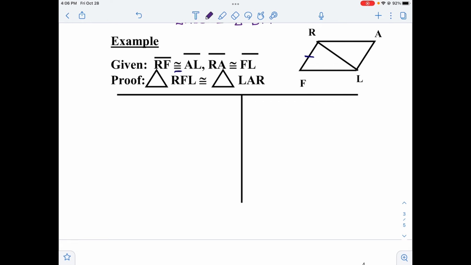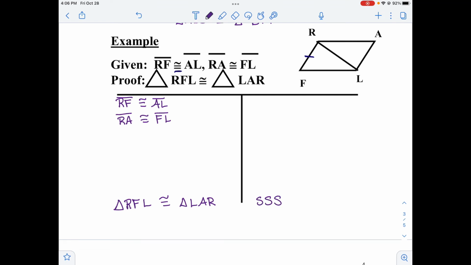So we were given RF is congruent to AL. And I'm going to write them separately. You could write them on the same line. And then RA is congruent to FL. And where I'm going, my ending is I'm trying to prove that triangle RFL is congruent to triangle LAR using side, side, side.